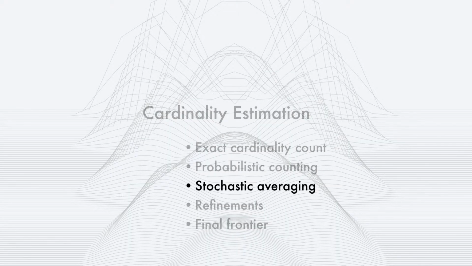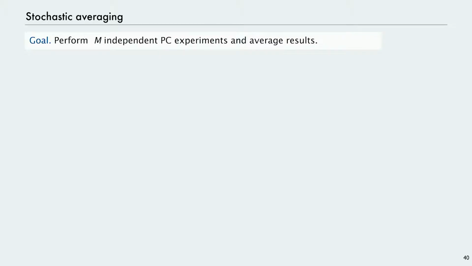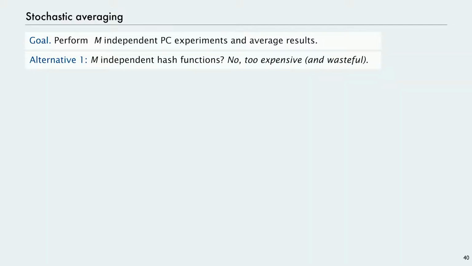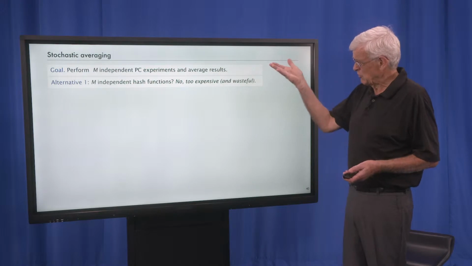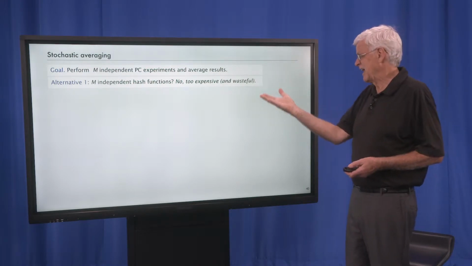So the method that we're going to use to incorporate more experiments was called by Flajolet and Martin stochastic averaging. What we want to do is, for some number m, the larger m is, the more accurate we'll get, perform m independent probabilistic counting experiments and then average the results. One thing you might think is, well, just use m different and independent hash functions.